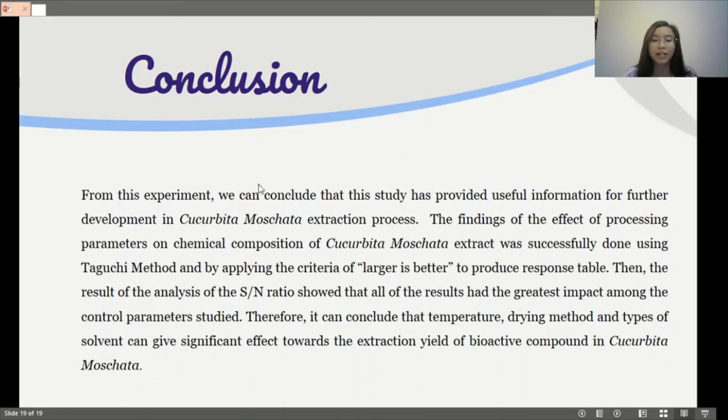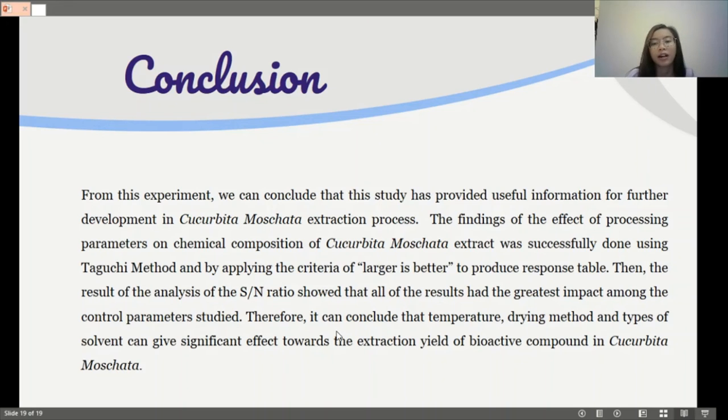From this experiment, we can conclude that this study has provided useful information for further development in the Cucurbita moschata extraction process. The effect of processing parameters on the chemical composition or bioactive compound of this type of pumpkin was successfully studied using the Taguchi analysis method, applying the criterion of larger is better to produce the response table. The result of the analysis of the S/N ratio showed that all the results had the greatest impact among the control parameters studied.